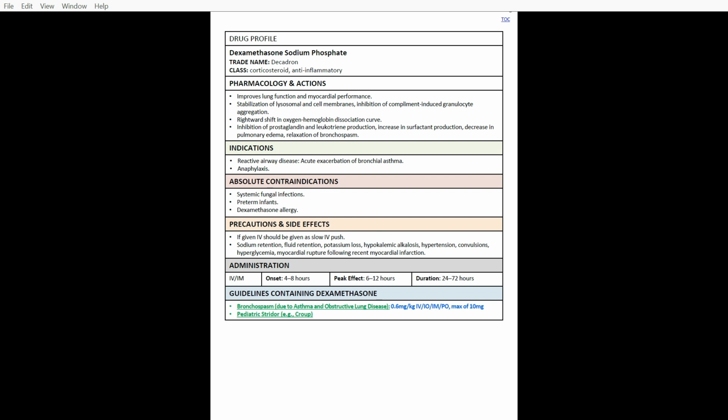The drug that we do carry that is similar, another corticosteroid, is Solu-Medrol, which we'll talk about in another video. But its indication for Decadron here is bronchospasms due to asthma and obstructive lung disease. We would give 0.6 milligrams per kilogram of the patient to a max of 10 milligrams, and for stridor.